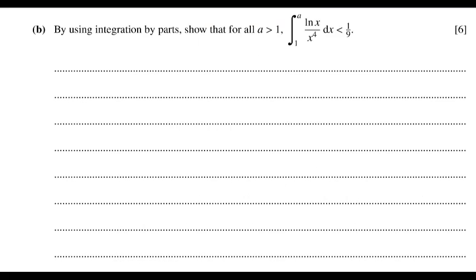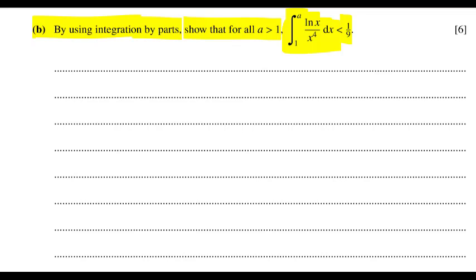Now in the B part of the same question, by using integration by parts, show that for all a greater than 1, the integration from 1 to a of ln x over x to the power 4 dx is less than 1 by 9.